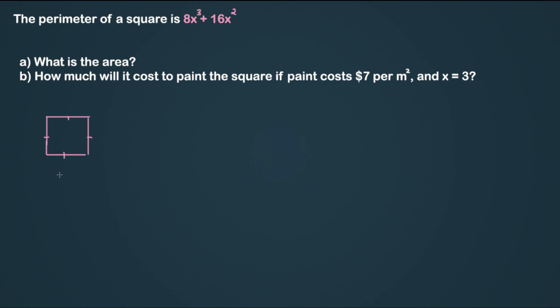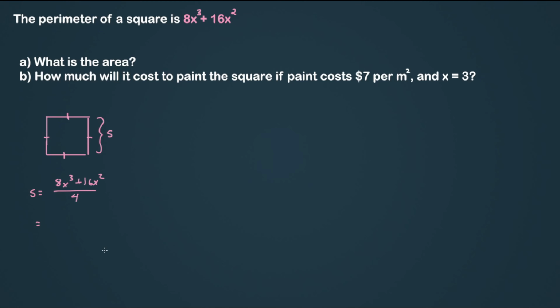Okay, so we know the perimeter of the square is 8x cubed plus 16x squared, right? And the perimeter of a square is just 4 times the length of the side, because all the side lengths are equal. So to find the length of one side, we're going to call that S, all we have to do is take my perimeter and divide it by 4. So S is equal to 8x cubed plus 16x squared divided by 4.